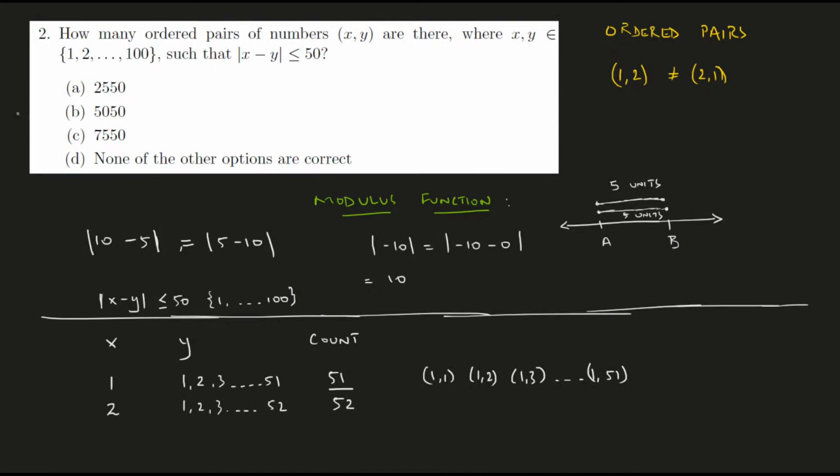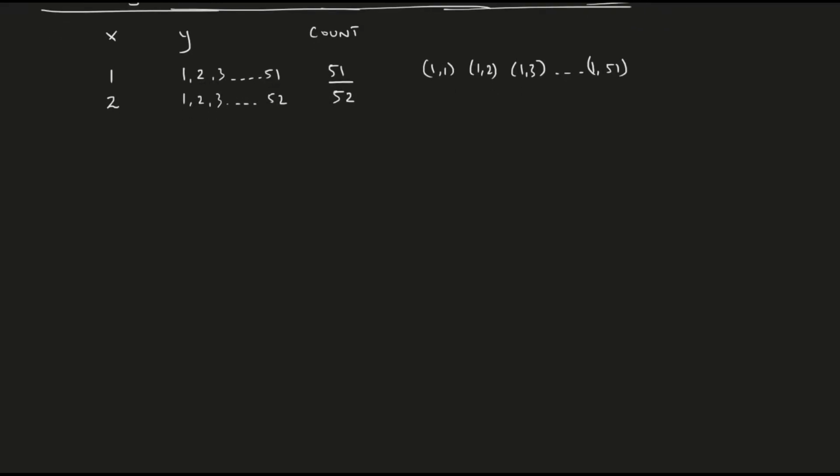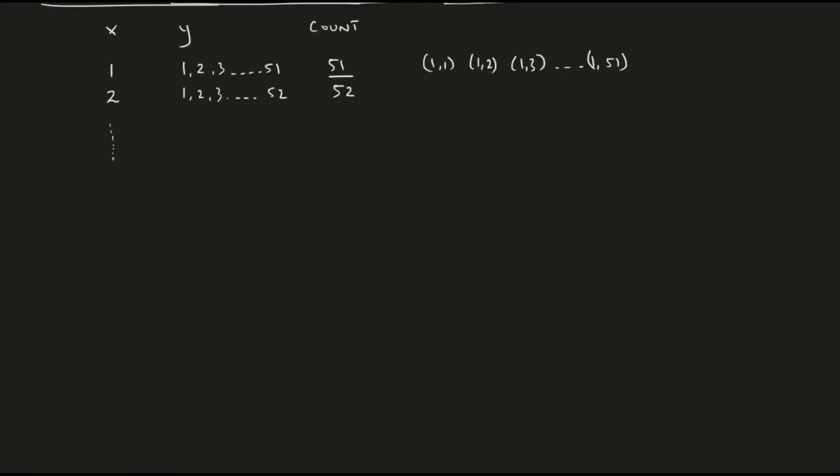We can keep going on like this for different values of x up till the point when x is equal to 50. When x is 50, y can be 1, 2 up till 100, and we will have 100 ordered pairs. After this point, when x becomes 51, y can again be from 1 to 100, and you'll again have 100 pairs.